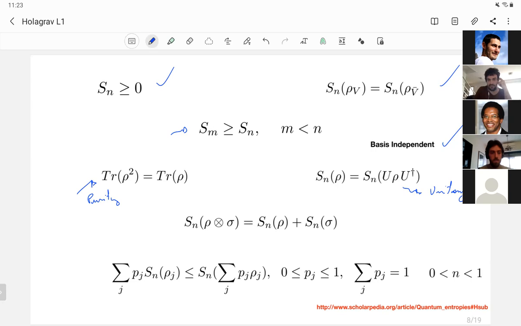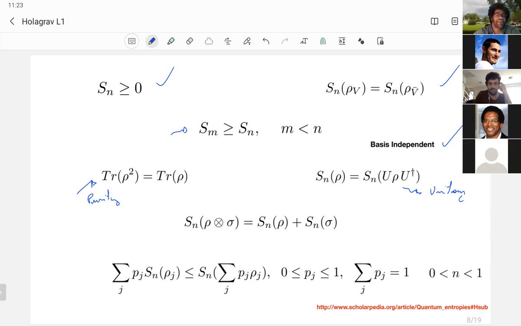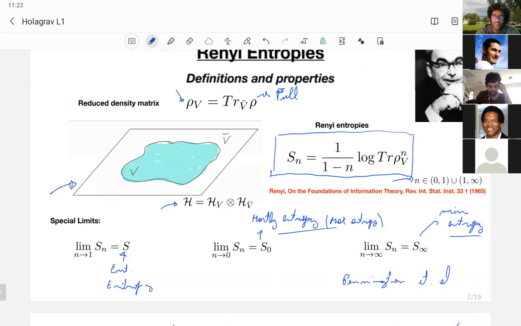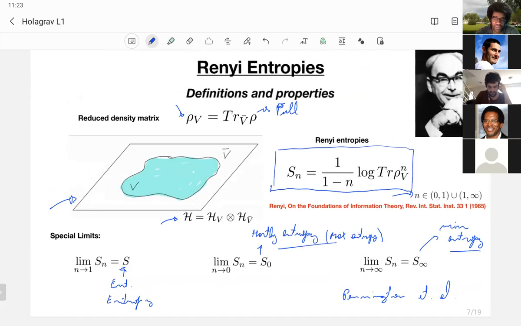Raul, there is a question by Eloy. Thanks. Raul, in the previous slides, what is the meaning of saying n belongs to the interval (0,1) union the interval (1,infinity)? It's not the same as saying it belongs to the interval (0,infinity), or is there another meaning? Well, you see that here you have 1 minus n in the denominator. So 1 is excluded. The Renyi entropy for n equal 1 is the entanglement entropy, but you have to take a limit. You cannot evaluate n equal 1 as you wish. You can set n equal 1.5 but not 1. You have to take a limit. Okay, thanks.